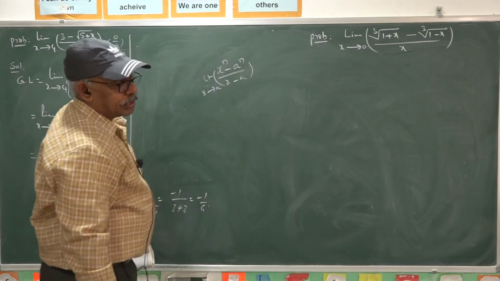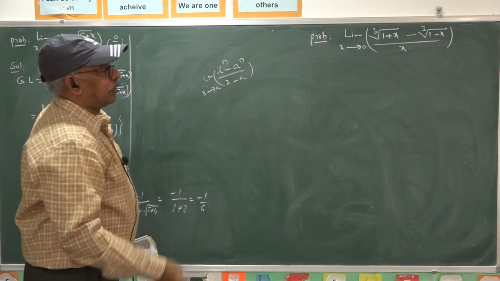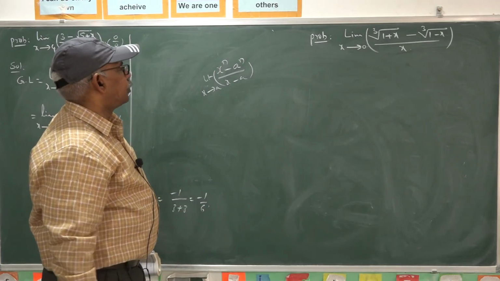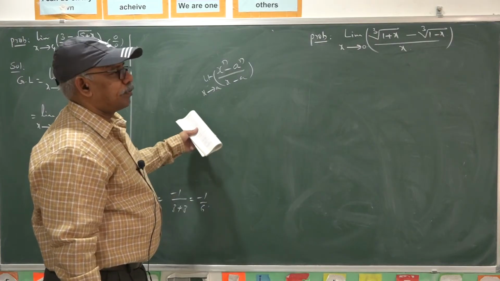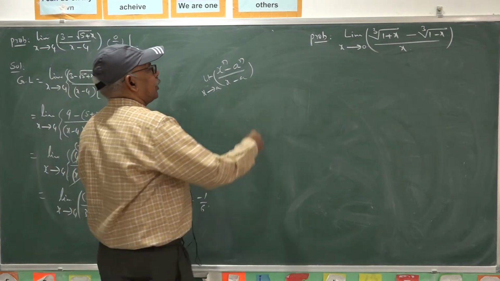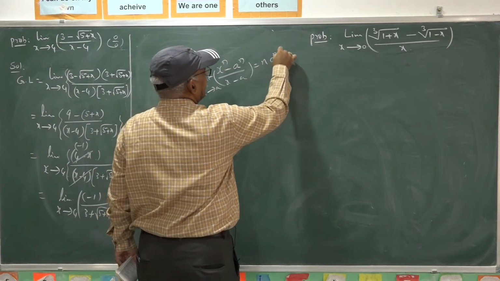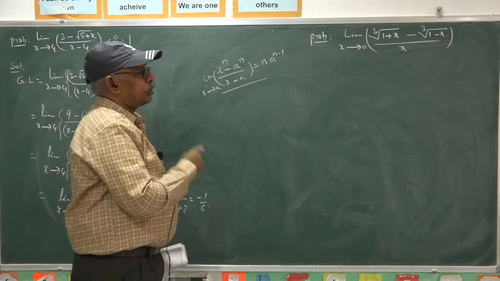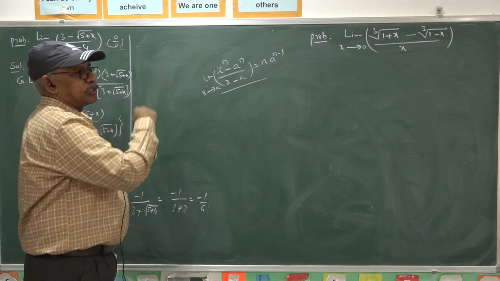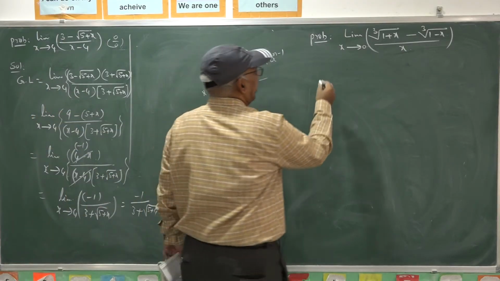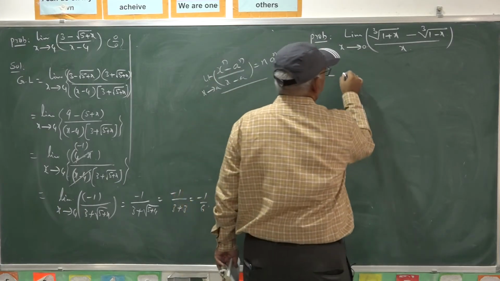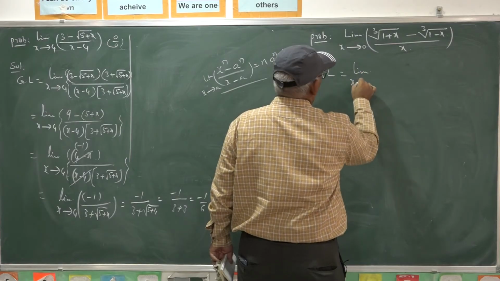By taking suitable transformations, simple changes of the function, you can reduce that function to this form, limit as x goes to a of (x power n minus a power n) by (x minus a), which gives us n into a power n minus 1. How to reduce that value to this form, think over that one. Now, I will write the given limit to reduce it to that formula.